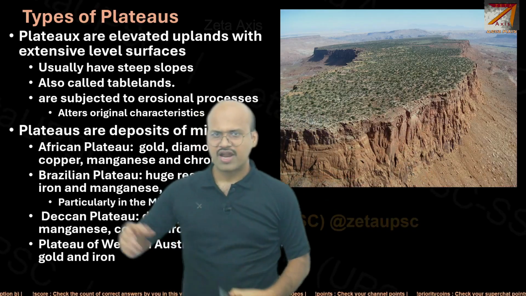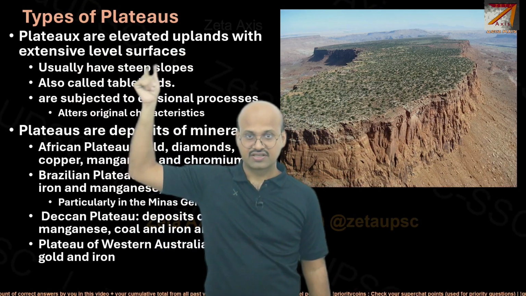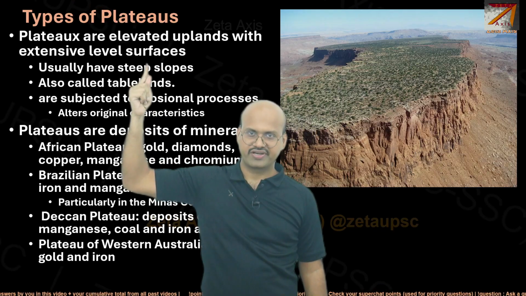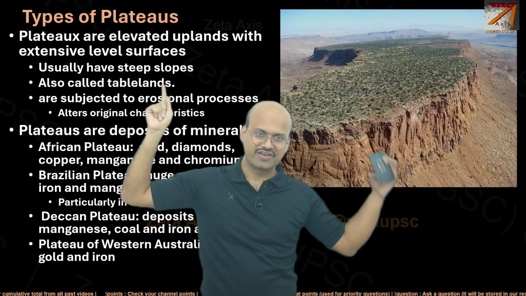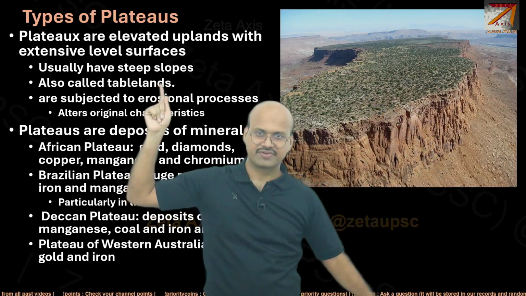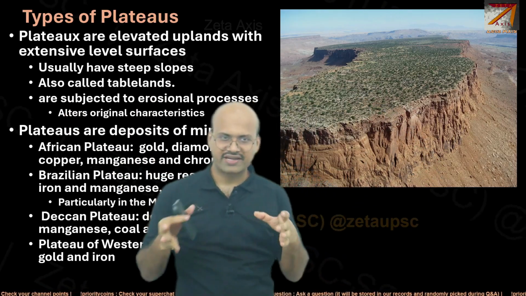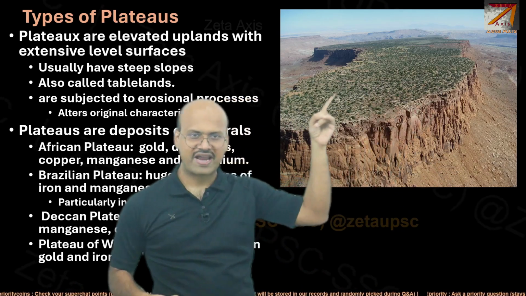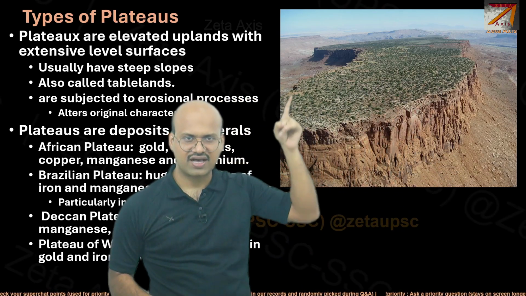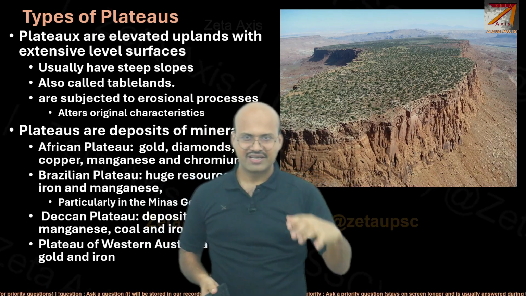The plateaus are elevated uplands with extensive level surface. This level surface is the important characteristic of a plateau. They usually have steep slopes. Here we can see that the slope is very steep. They are also called tableland, because they look like a table. Here you can consider this is one leg, then this is the flat top of the table, and then there is this other leg. Because it looks like a table, that is why it is called tableland.